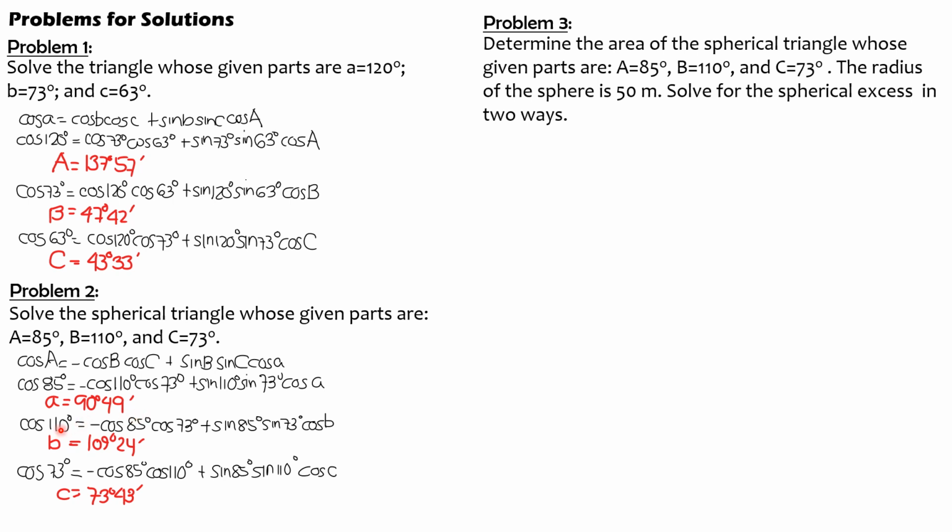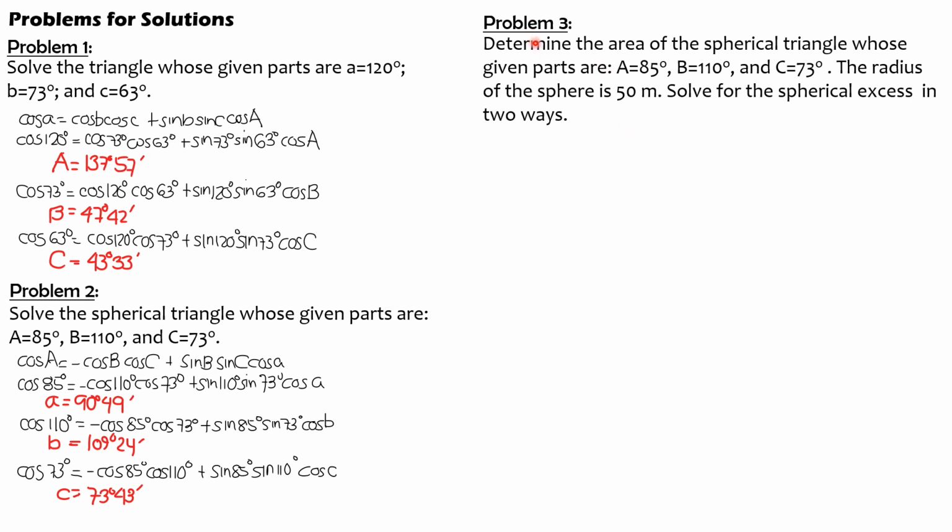Cosine of angle B equals negative cosine of angle A, cosine of angle C, plus sine of angle A, sine angle C, cosine of side B. So side B is 109 degrees 24 minutes. Then cosine of angle C equals negative cosine of angle A, cosine of angle B, plus sine angle A, sine angle B, cosine of side C. So side C is 73 degrees 43 minutes.